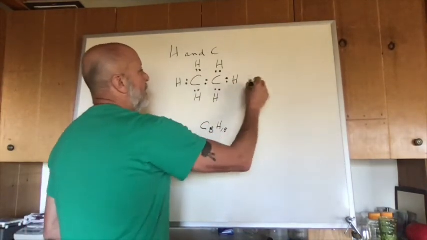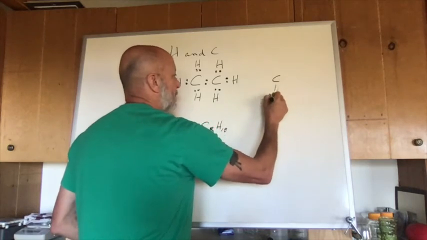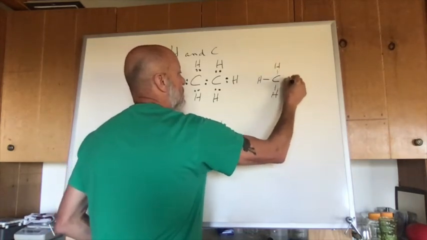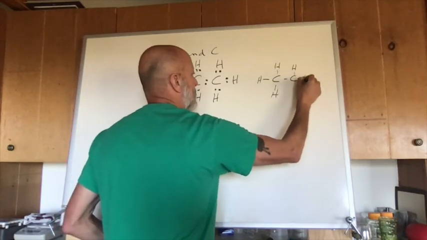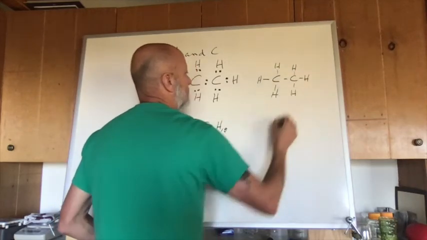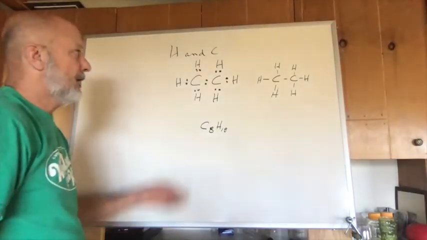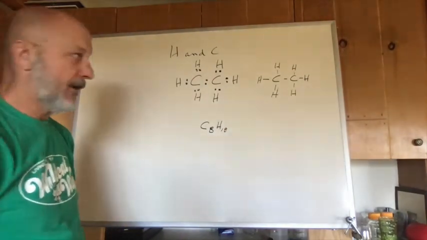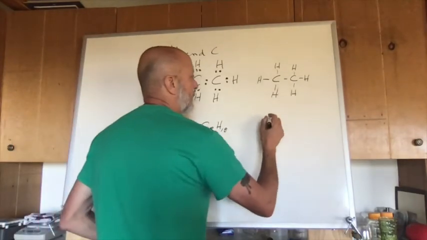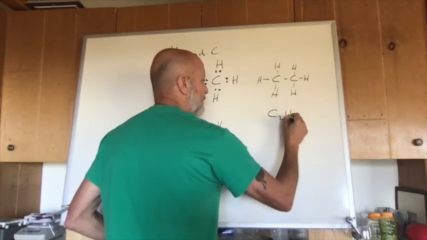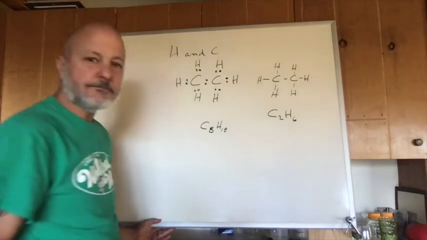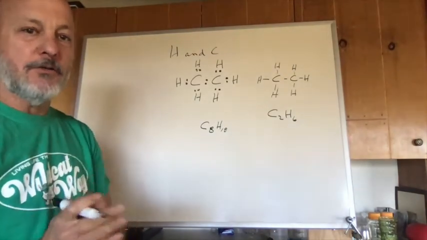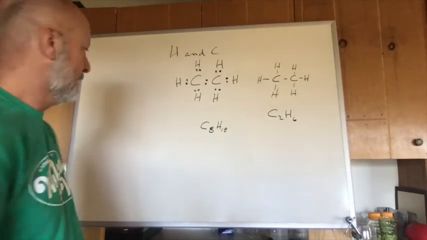So what is this one? It's generally drawn this way. Again, in these CH combinations, there are no unshared pairs. C2H6. Now there are other ways. We'll look at one more molecule. Let's throw an oxygen in there.